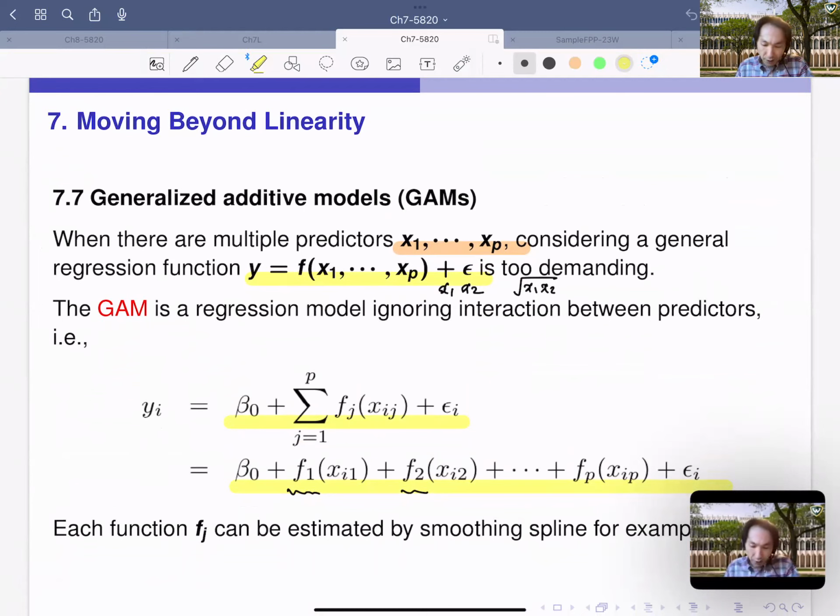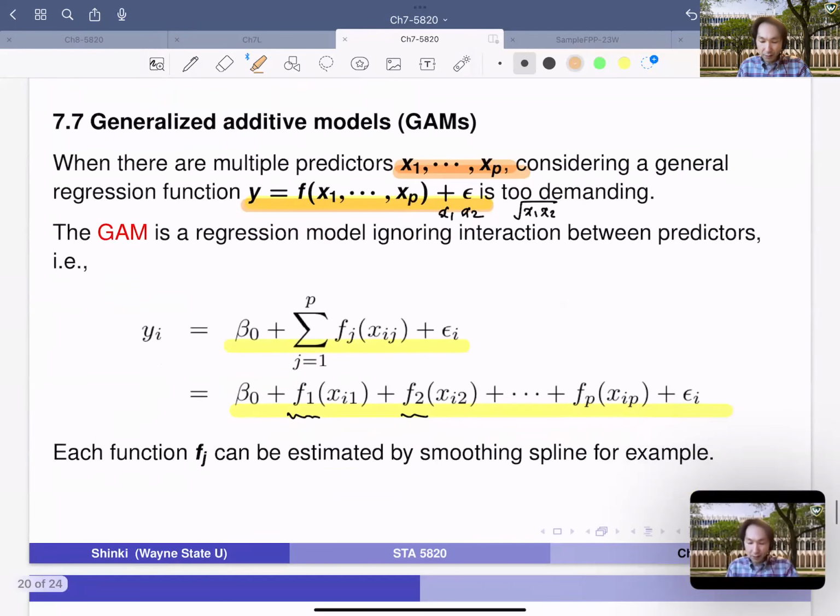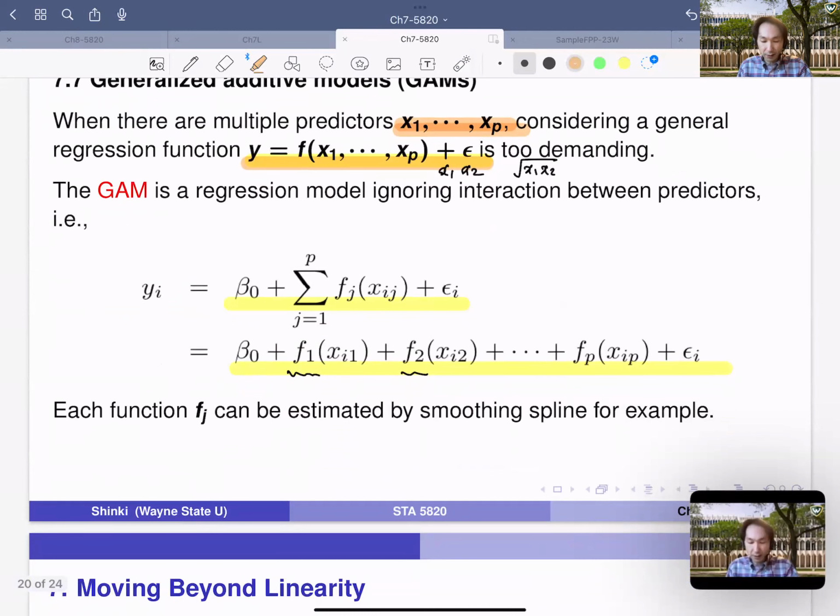Okay, so the generalized additive models. This is different from earlier sections of chapter 7 because we are assuming there are multiple predictors, x1 to xp. This situation is much more complicated because in general, the prediction model is y equals f of x1 to xp plus epsilon. That means we can include x1 times x2 or square root of x1, x2, so we have interaction terms. We have a more complicated setting, but that is usually too complicated.